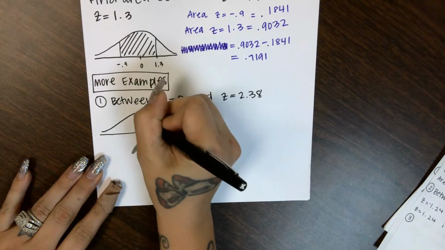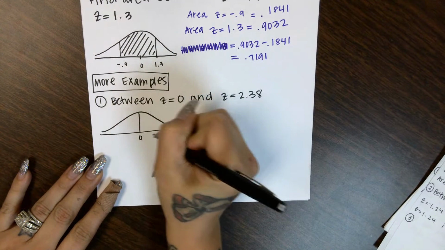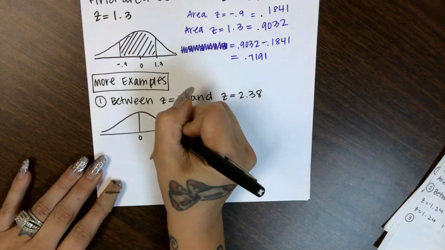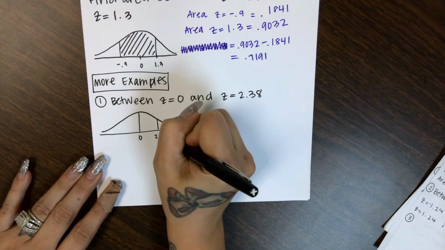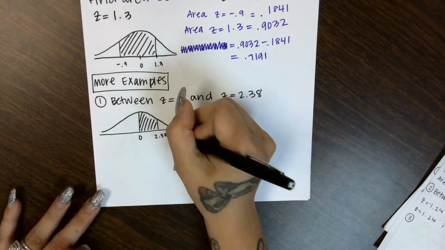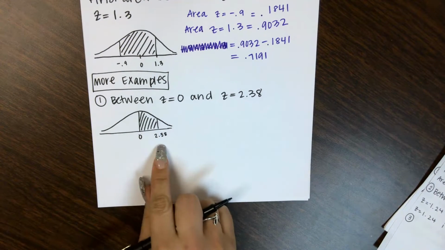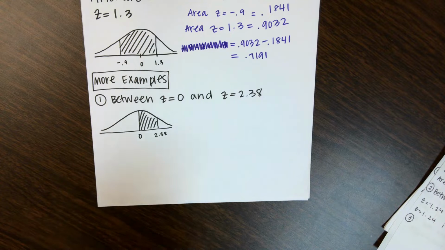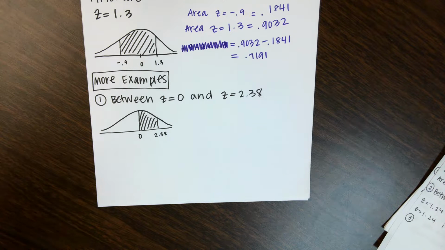What do I need to do? I'm gonna sketch it. So I have 0 and 2.38. The first thing I'm going to do is find the area of z equals 0. Then I'm going to find the area of z equals 2.38. And then I'm going to subtract the smallest from the largest, and that's your answer.